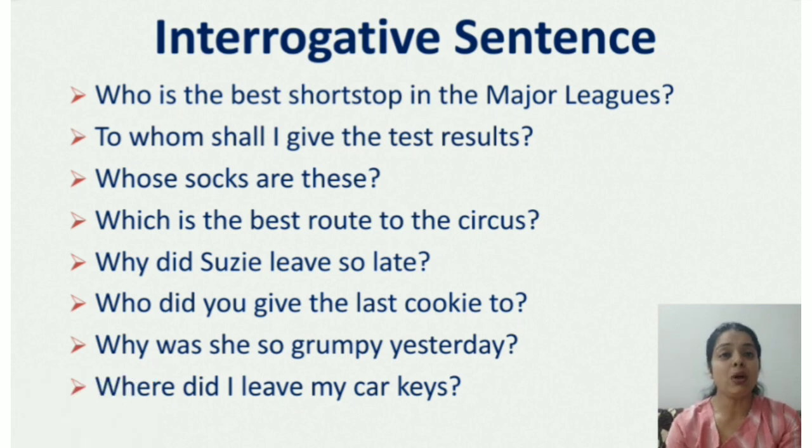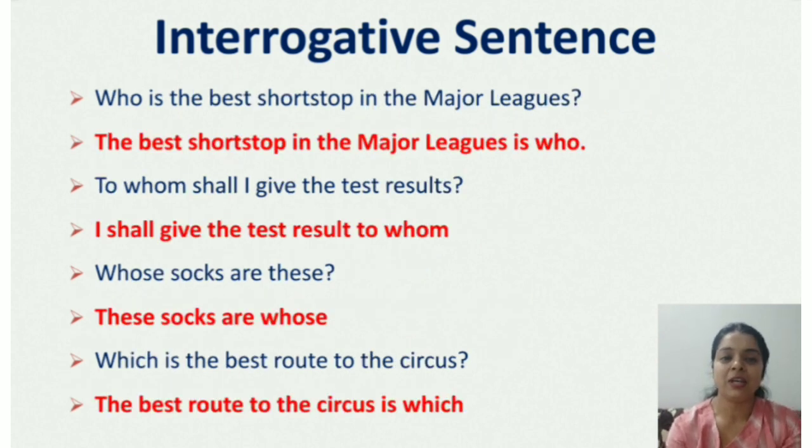Now, how to identify a subject and the predicate in an interrogative sentence? The best trick I tell you is to change this interrogative sentence into an assertive sentence. So how to change it? Let me take you over here. Who is the best shortstop in the major leagues? The assertive form, the affirmative form of this, is: the best shortstop in the major leagues is who?